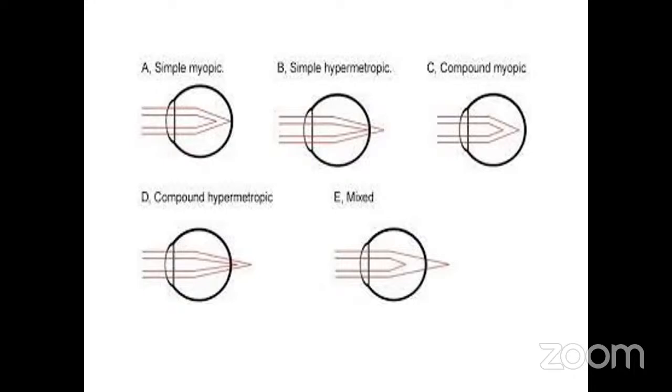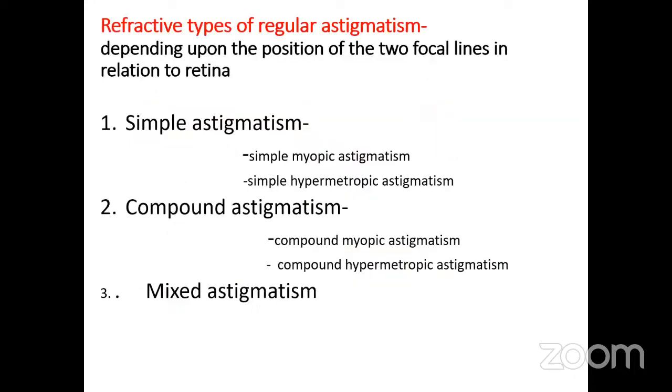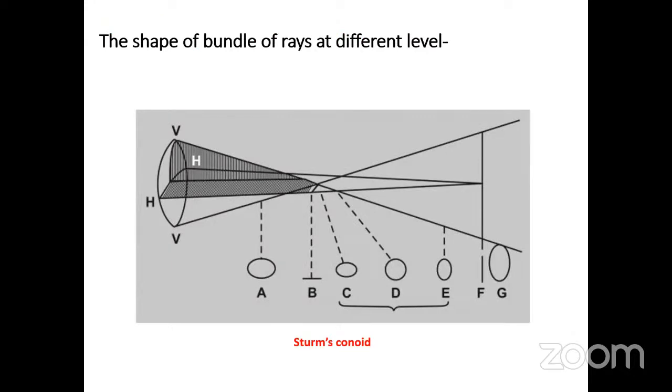Yeah, transposition. And the second thing is that you told about the area of least diffusion, Sturm's conoid. So go to the next slide. Okay. So you have this area, which is the area of least diffusion. Basically in mixed cylinders, many times we have this area on the retina.